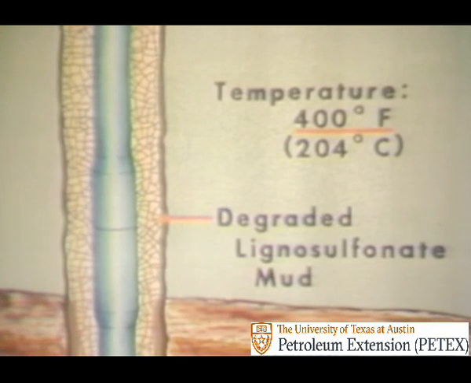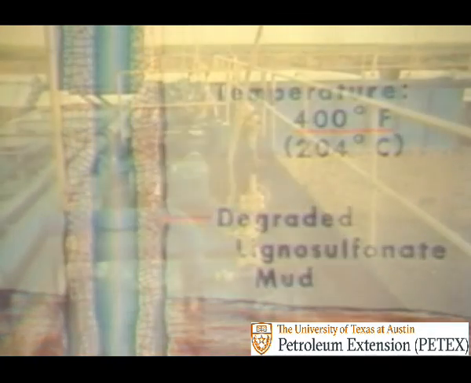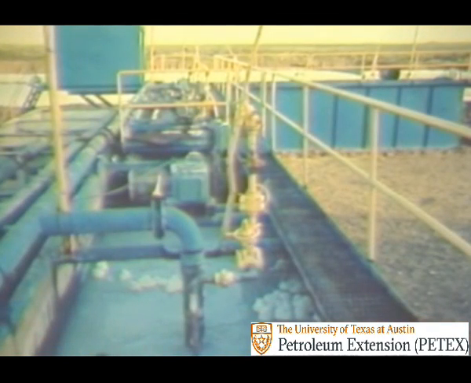But lignosulfonate muds do have limitations. Mud stability decreases as the temperature increases, and above 400 degrees Fahrenheit, or 204 degrees Celsius, lignosulfonate degrades. Keeping desirable mud properties becomes a problem. Frequently, clear water, like the saturated salt water or brine in these pits, is used. Also, low solids muds are often employed.